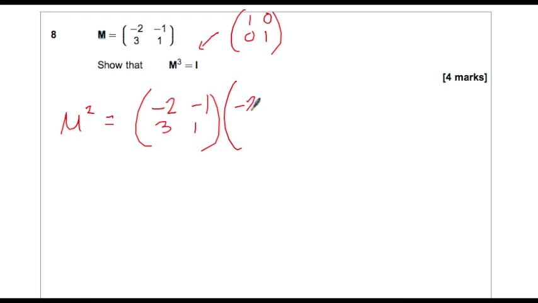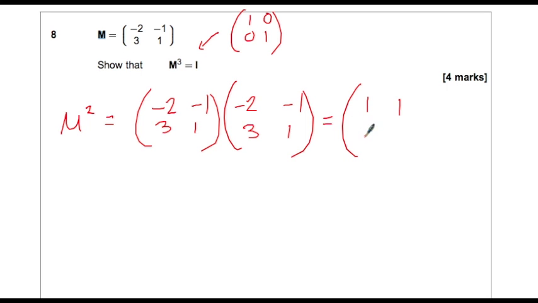So we've got to times together m twice. So the first entry is going to be minus 2 times minus 2, which is 4, plus minus 1 times 3, so we've got to take away 3, so that's going to be 1. This top right entry is going to be minus 2 times minus 1, which is 2, plus minus 1 times minus 1, which is minus 1. So that's going to be 1.